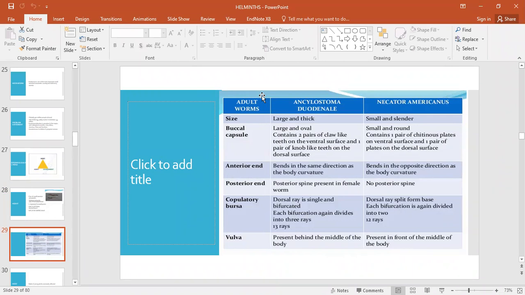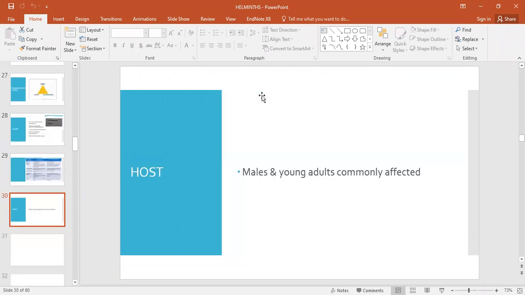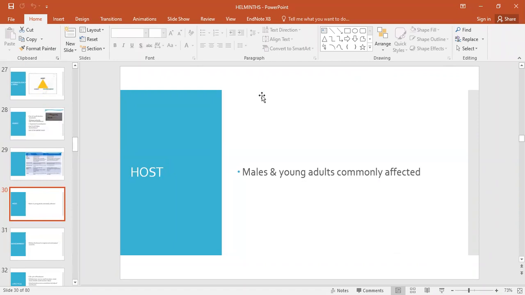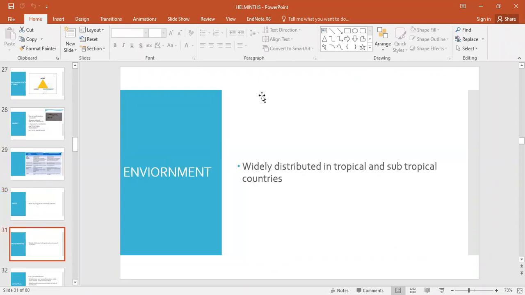While Necator americanus is small and cylindrical and contains one pair of plates on the ventral surface. It bends in the opposite direction to the body curvature. There is no posterior spine, and the vulva is present in the front or the middle of the body. Host: it commonly affects males and young adults. Environment: widely distributed in tropical and subtropical countries.